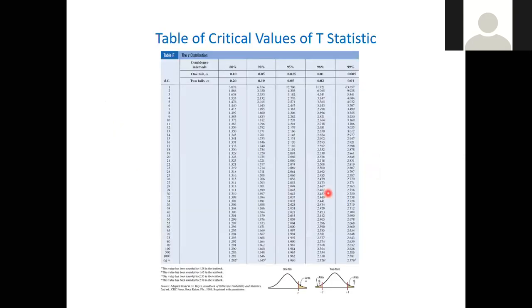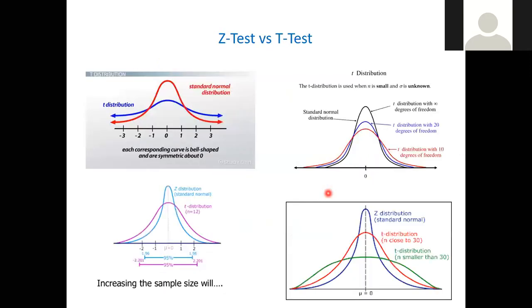Okay, look at the previous slide. We already said that as the sample size increases, the degrees of freedom increase. Look at this graph in the middle: t distribution with 20 degrees of freedom. 20 degrees of freedom means sample size 21, because the degrees of freedom is n minus 1.